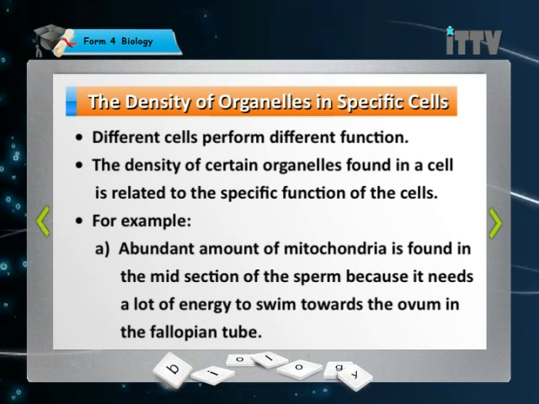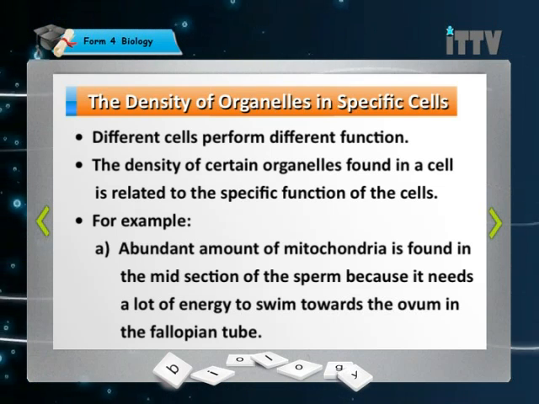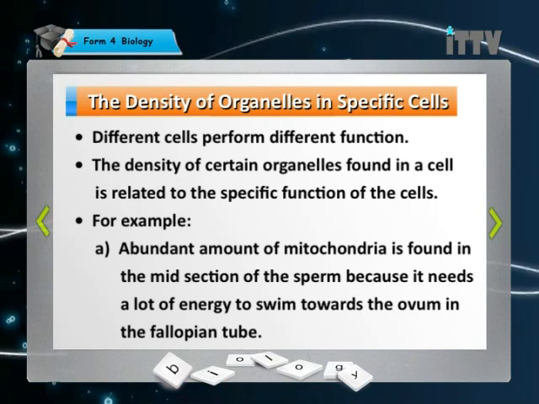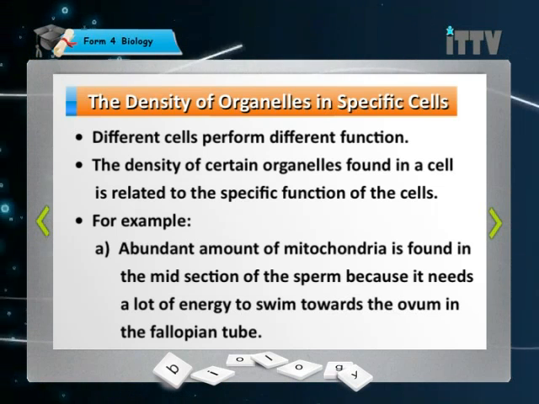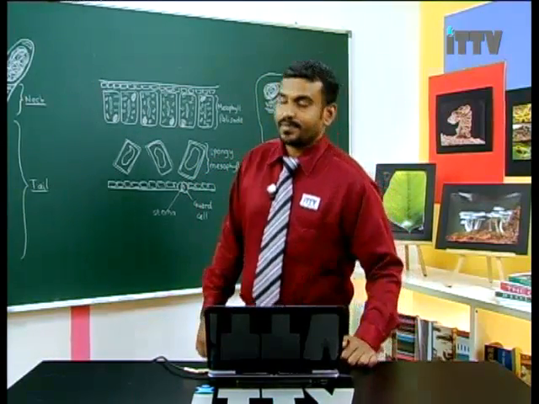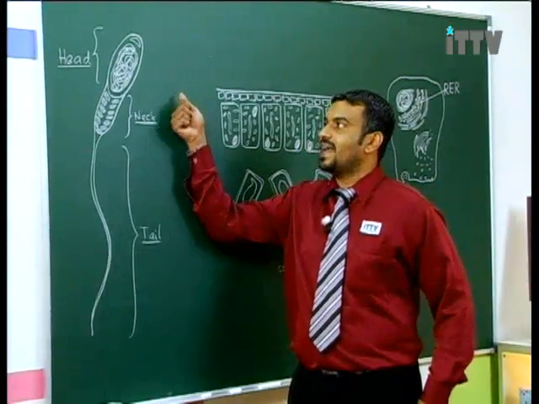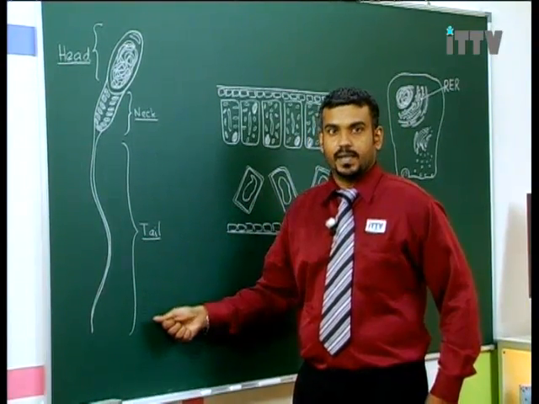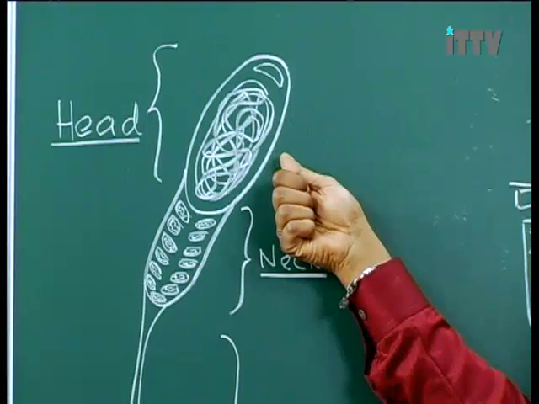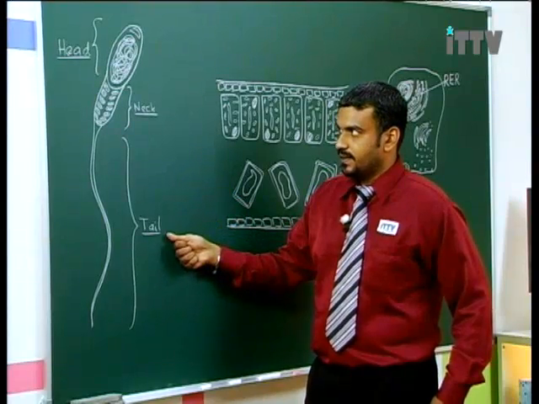The first example that we have is that there is an abundant amount of mitochondria found in the midsection of a sperm cell, because it needs a lot of energy to swim towards the ovum found in the fallopian tube. Let's see an example of the sperm cell now. Students, this is a basic structure of a sperm cell. The sperm cell is divided into three parts: the head, the neck, and the tail.